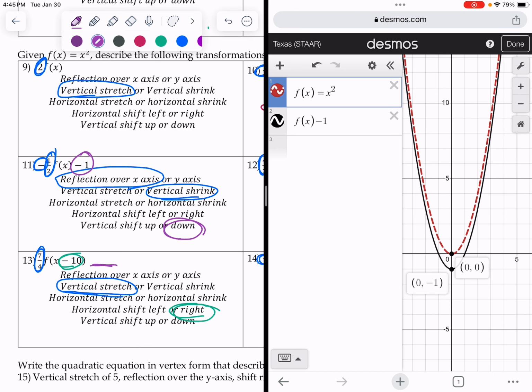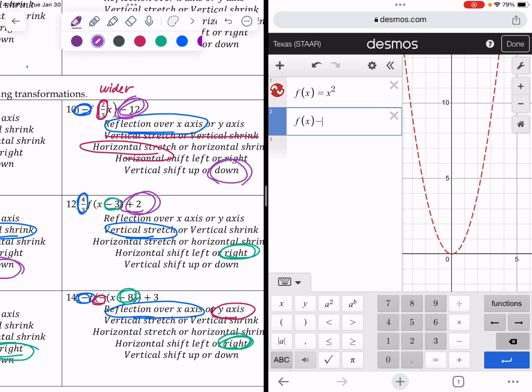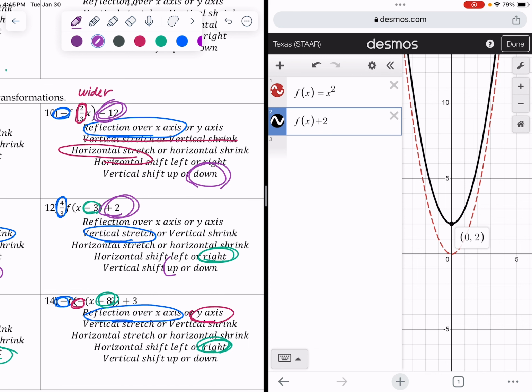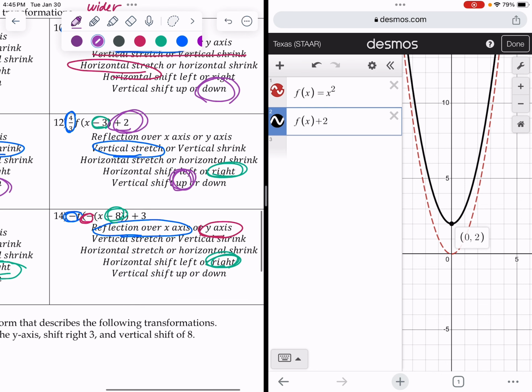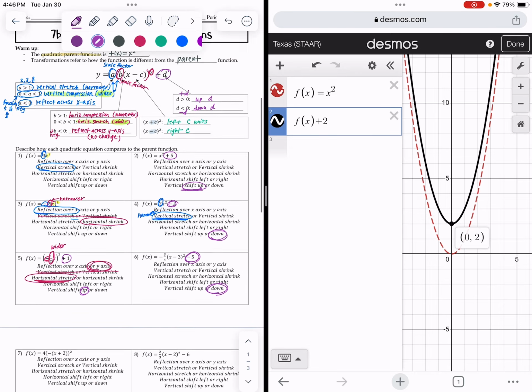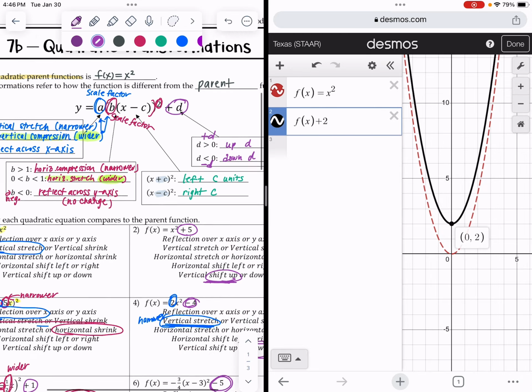This one hasn't been moved up or down. This one's down 12. This one's up 2. I can put the +2 so you can see that. Up 2. And then this one would be up 3. Okay, and so you can either do these from memory or you can graph them each time and just look at what happened to the graph.